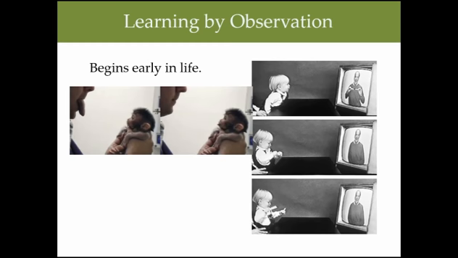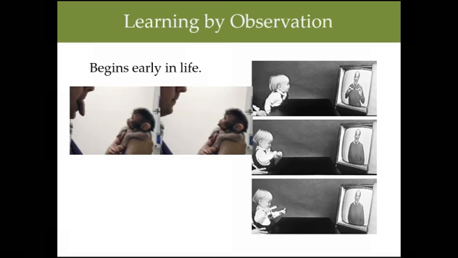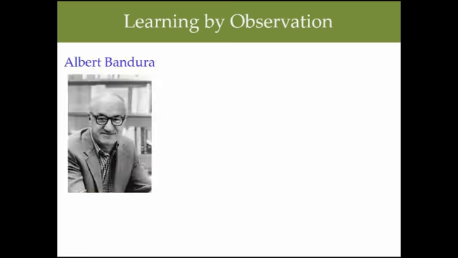So observational learning certainly allows for transmission from one generation to the next of skills and knowledge and social mores and norms and stuff like that, but it also can be a little bit self-limiting because now we're only going to do what we've seen other people do.